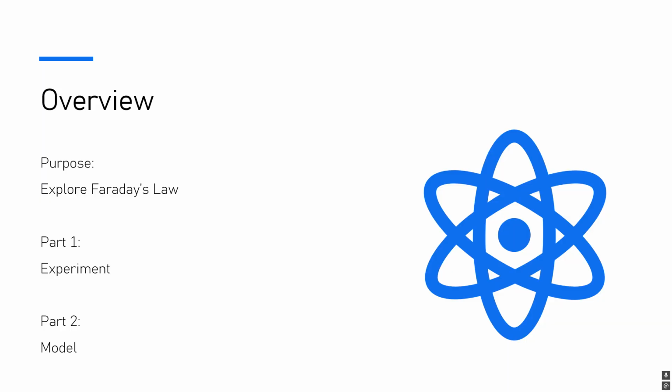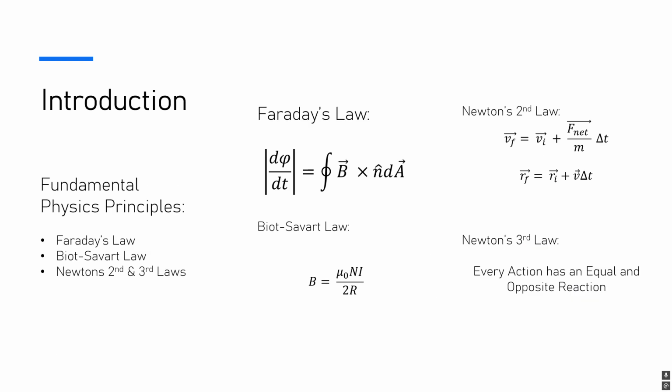So, today we're just going to be exploring Faraday's law, and it's broken down into two parts, a physical experiment and computational model. So, some important physics principles to understand are Faraday's law, the Biot-Savart law, Newton's second and third law. They're all listed here, so you can pause here to take this in if you need to.